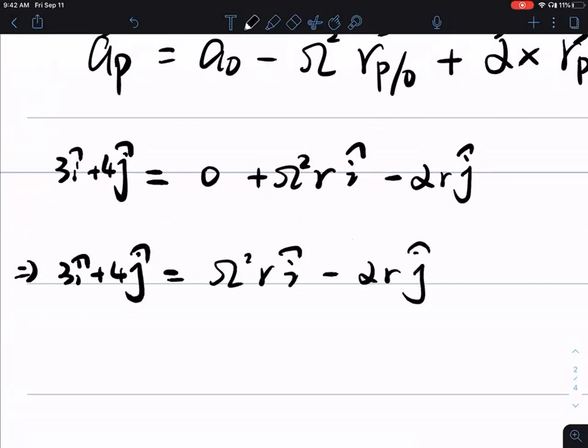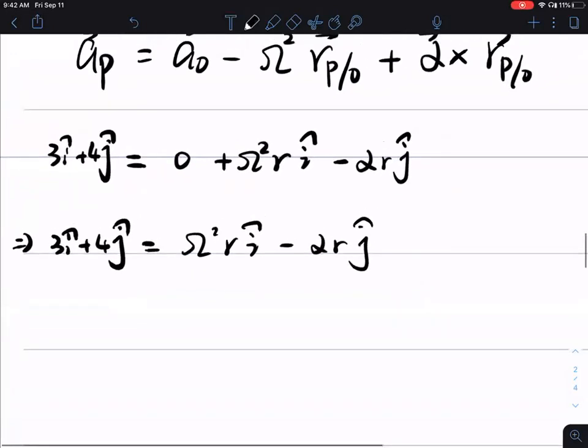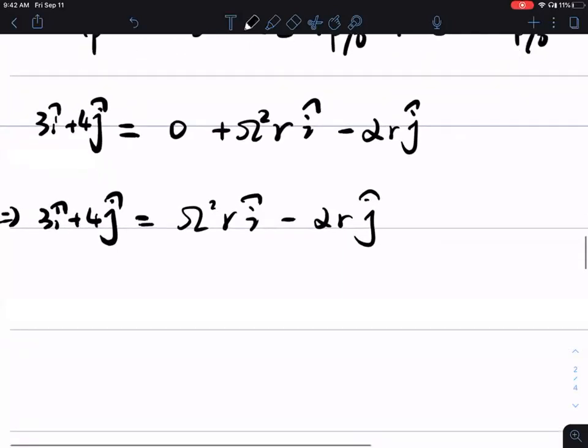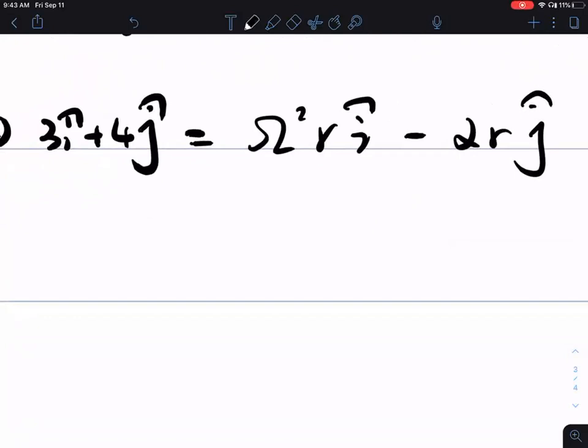Okay, I want you to stop here. Here is just when you plug in all the stuff you know, you end up with this vector equation. On the left-hand side, we have that AP, which is 3I plus 4J. On the right-hand side, we have this symbolic something I plus something J. Okay, this is the vector equation.